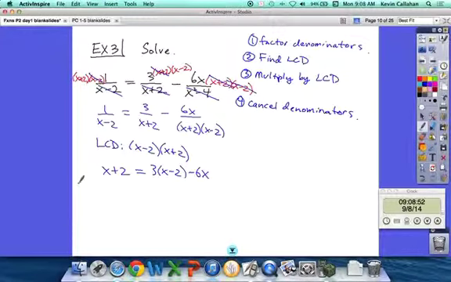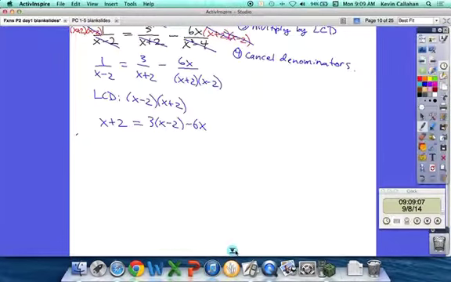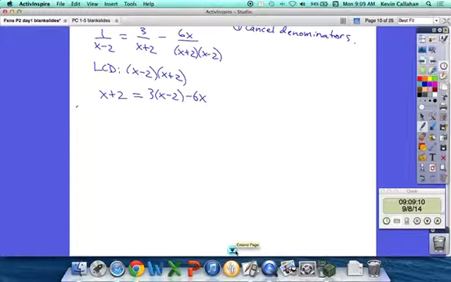Once you've multiplied to get rid of the denominators, what's left is something simpler. At least it's not a rational equation anymore. It may be more difficult than that. This is a linear equation, which we know is fairly easy to attack, but it could be quadratic. Whatever is left, solve it. So this becomes x plus 2 equals 3x minus 6 minus 6x.